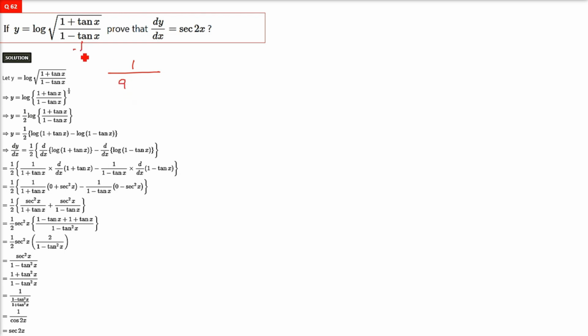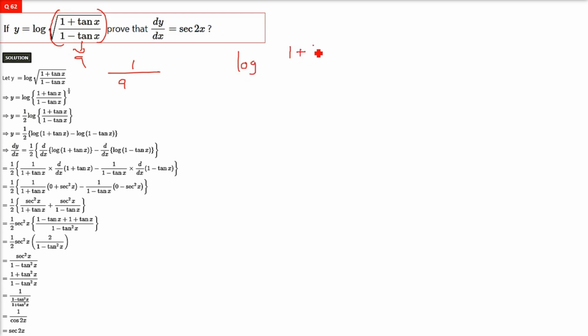So log of anything will be 1 by that thing. That is 1 by root of 1 plus tan x by 1 minus tan x, under root. So when it is solved, root 1 minus tan x will go in the numerator, and root 1 plus tan x goes in the denominator. Log of anything, differentiation will always be 1 by that thing. I hope you have a fair idea up till now. Because log is just 1 by that thing, that is the reciprocal of whatever is inside log.